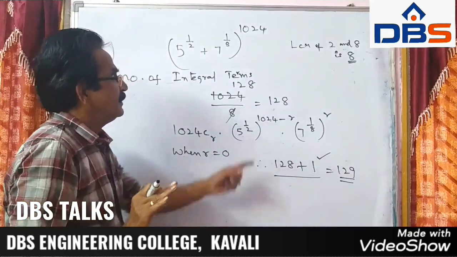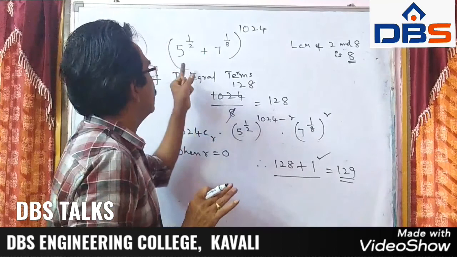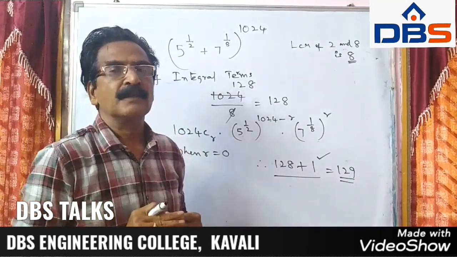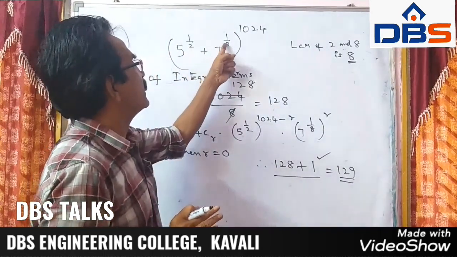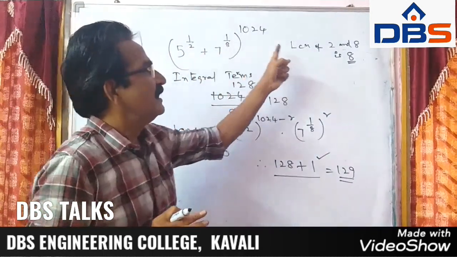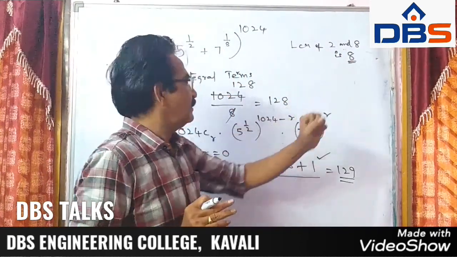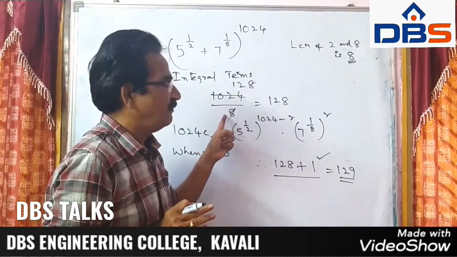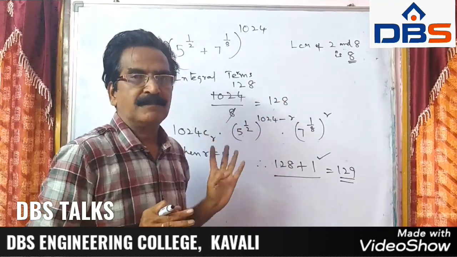Simple, right, friends? Just what you have to do is first confirm that these two are prime numbers. After confirming that, find the LCM of the two denominators, the LCM of 2 and 8, which is 8. Just divide 1024 by 8 and you will get 128.